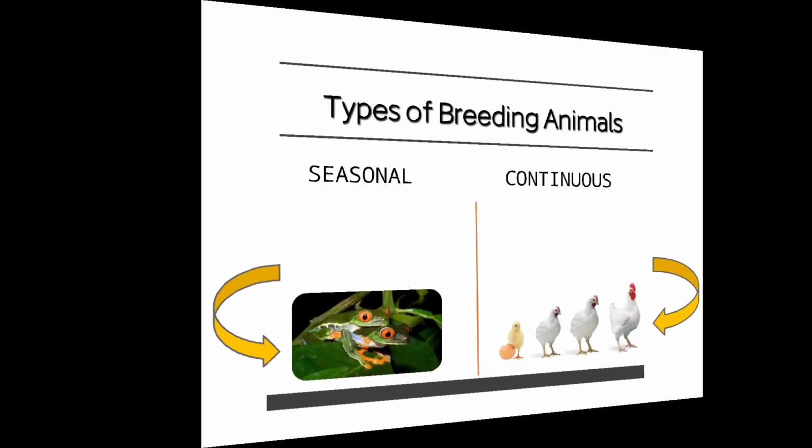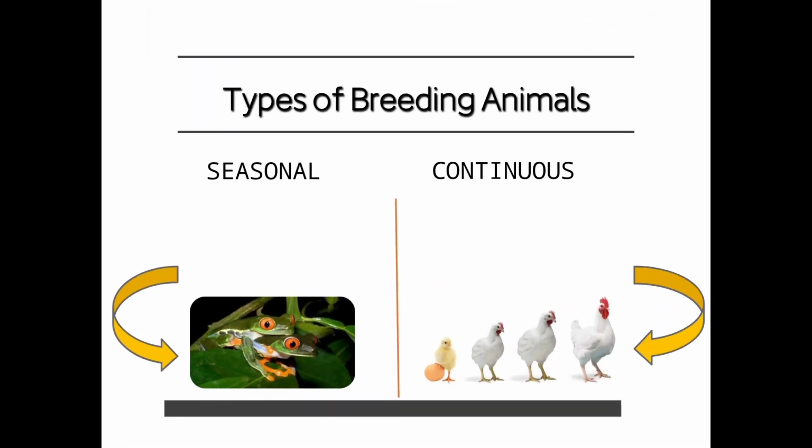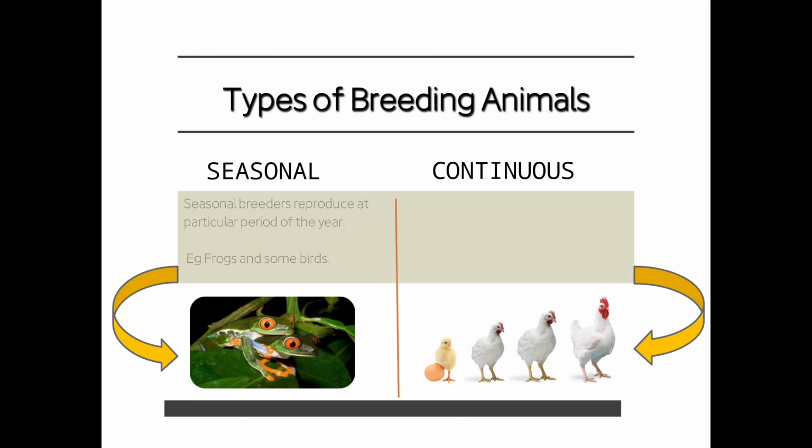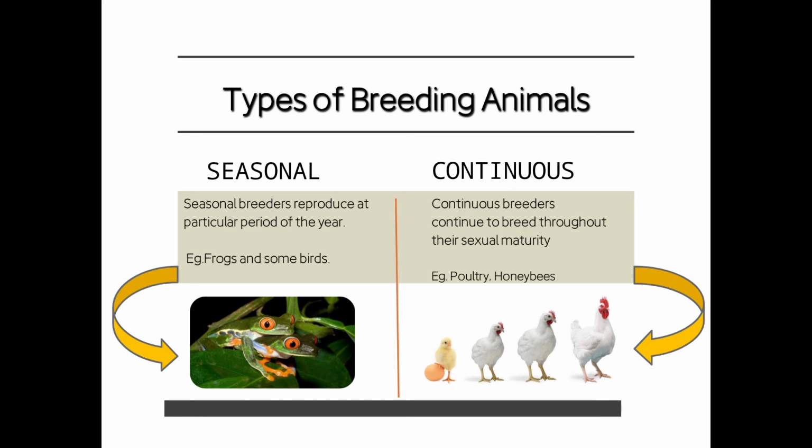So next, the types of breeding animals. We are now going to categorize the breeding animals into two types. One is seasonal, another one is continuous. So what is this seasonal and what is this continuous? Seasonal breeders, this type of animals will reproduce only at a particular period of the year, a particular season alone. For example, you can take frog. So they will reproduce only at a particular season.